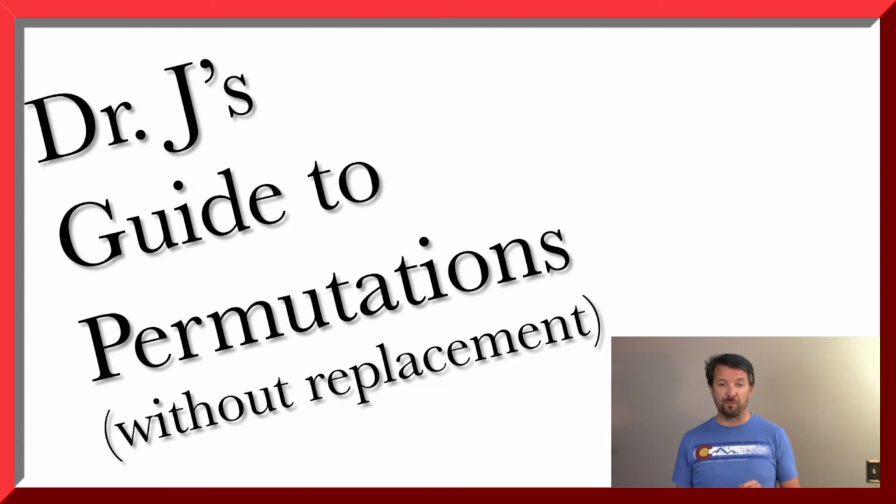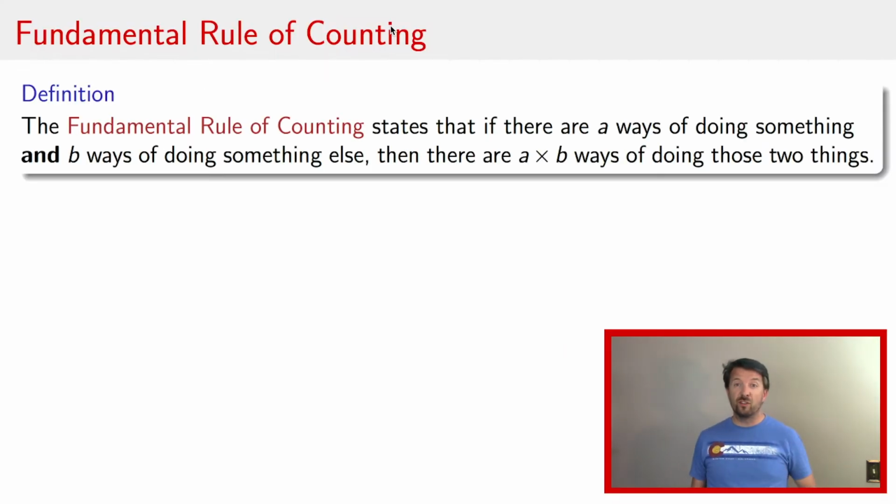Now, the fundamental rule of counting says if there are A ways of doing one thing and B ways of doing another thing, then there are A times B ways of doing those two things. Last time, we gave 2 examples that were permutations with replacement. Because we're talking about a topic now without replacement, we're going to give a couple of examples that implement this fundamental rule of counting, but without replacement.